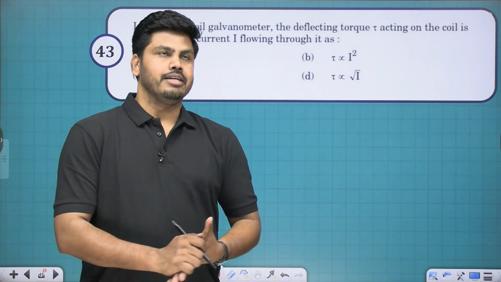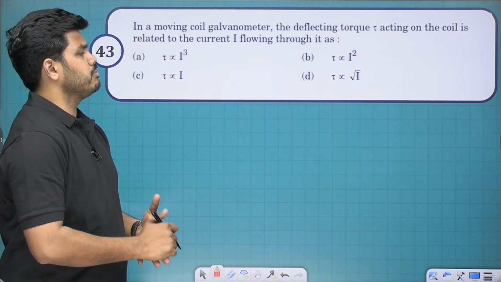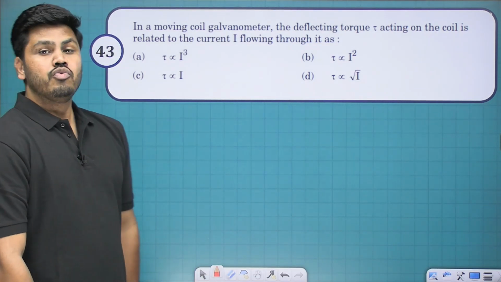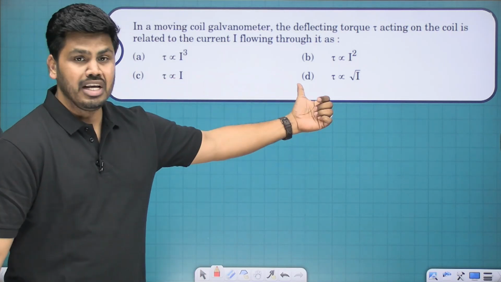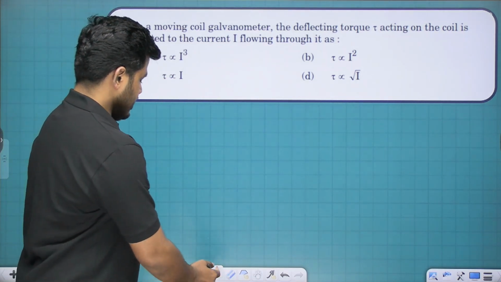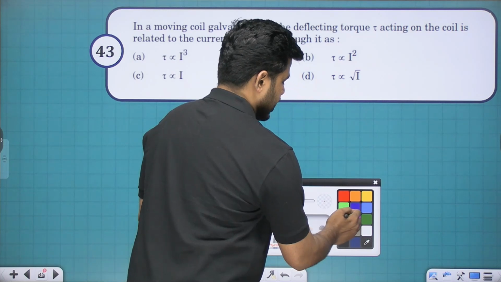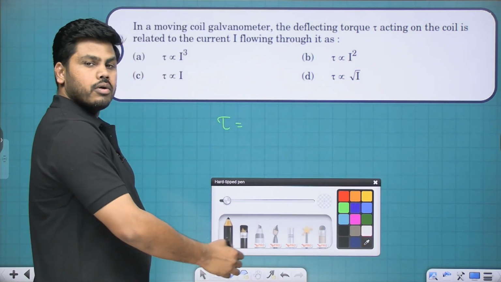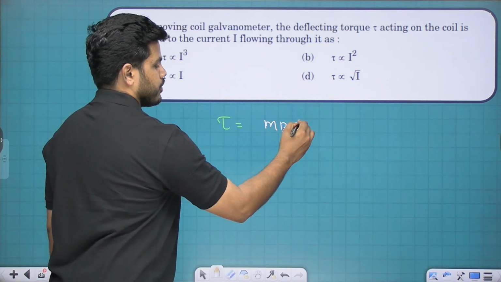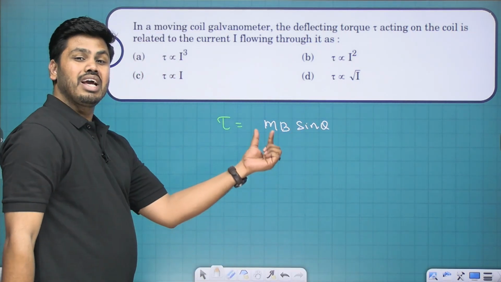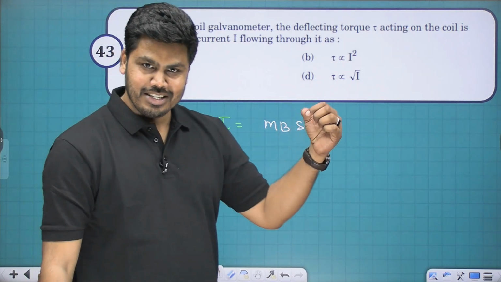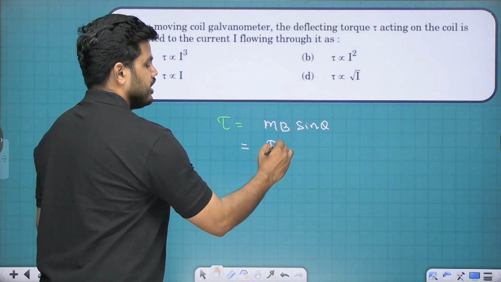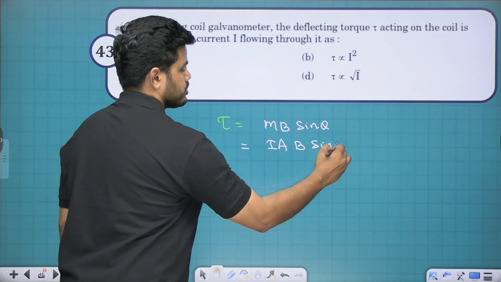Now, question number 43. In a moving coil galvanometer, the deflecting torque tau acting on the coil is related to the current I flowing through it as the relation between torque and current in a loop of wire in an external magnetic field. We know the equation. Torque is given by, what is the expression for torque? m B sine theta, right? That was the equation where m is the magnetic dipole moment. Yes. So magnetic dipole moment is written as I into A. This was the equation.